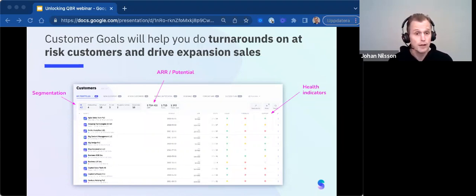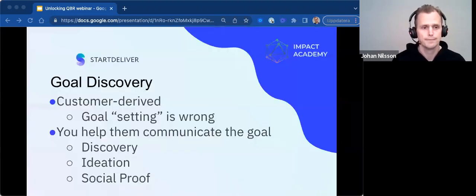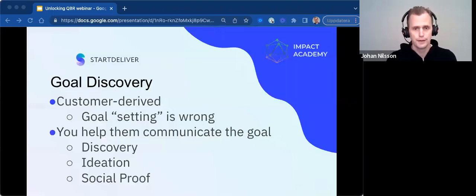Speaking of goals, it's very easy in theory. It's a lot harder in practice. So what we do in Impact Academy, and what we have helped a lot of customers with, is what we call goal discovery. Because it's very easy to say we need to talk about customers' goals, but it's a lot more difficult to arrive there and make this discussion happen. And customer goals is not about us setting the goal for the customer. It's about the customer saying what they want to achieve, right? So we need to think about that.